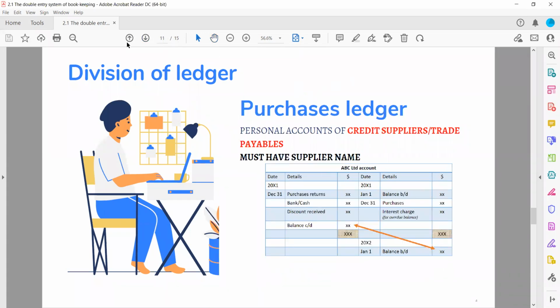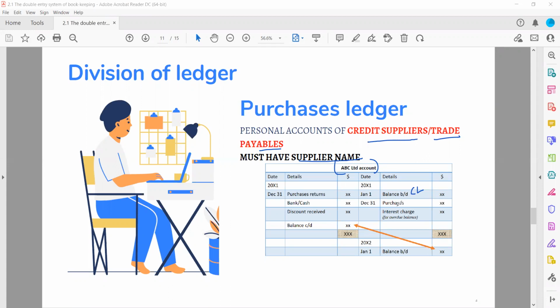Purchases ledger. Purchases ledger is to record credit supplier, which is trade payable. Also same thing, must have the supplier name. For example, ABC Limited account. Same thing, the detail, debit and credit are fixed. In the credit, balance brought down in the credit side. I mean, this is a current liability. We are owing, the business owing to the ABC Limited.